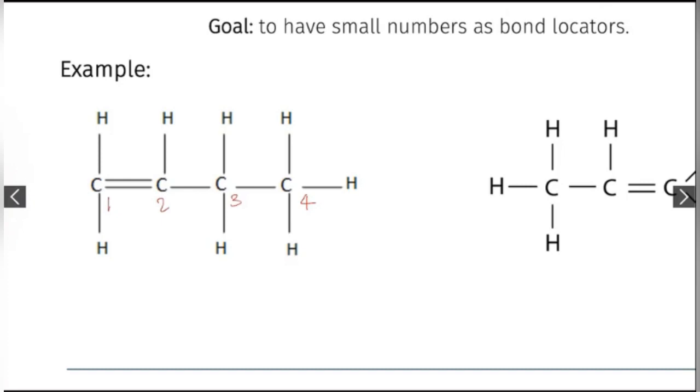So the chain name of this is butene. That's the name of the chain. But we should know the location of the double bond. So we will write the location of the double bond. Here in this example, the double bond starts at carbon 1. So carbon 1 will be the location of the double bond.